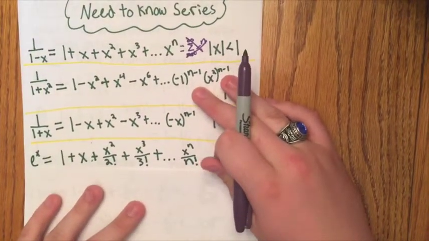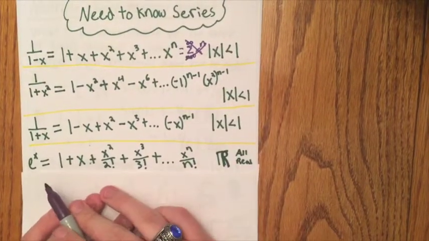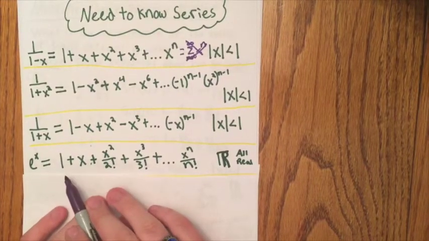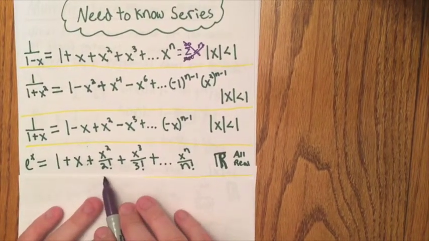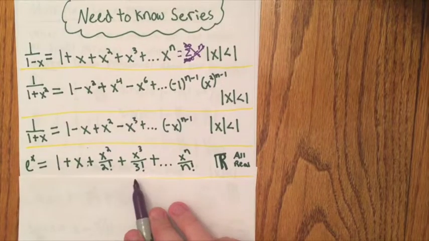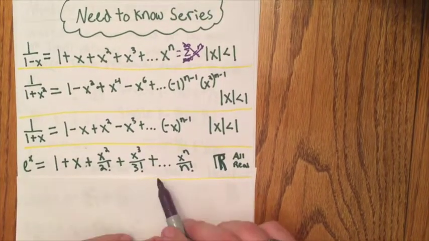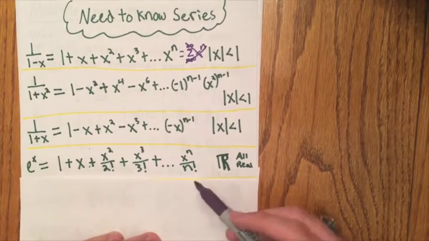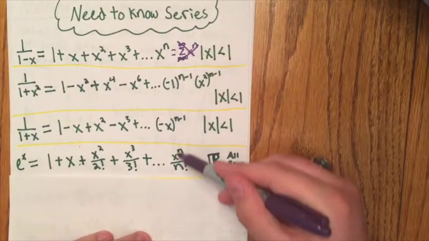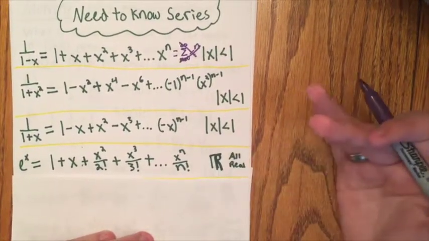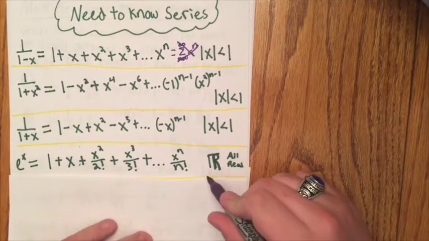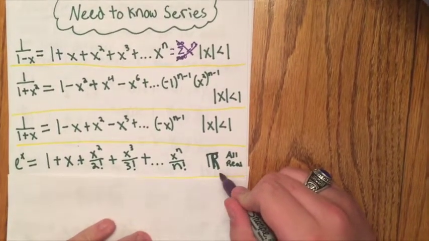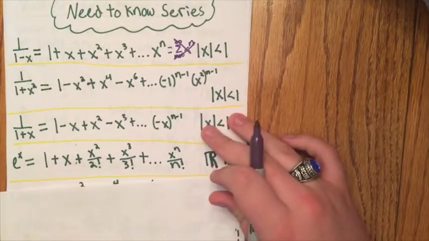Our next series, and arguably the most important, is e to the x, which is equal to 1 plus x plus x squared over 2 factorial plus x cubed over 3 factorial, plus x to the n all over n factorial. Just so you know, these last terms in all of our series will be the general term. And this actually has an interval of convergence of all real numbers.